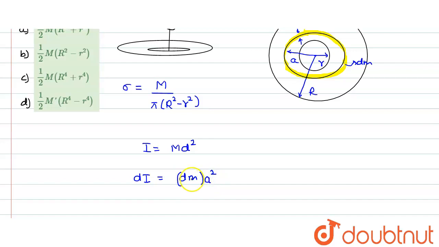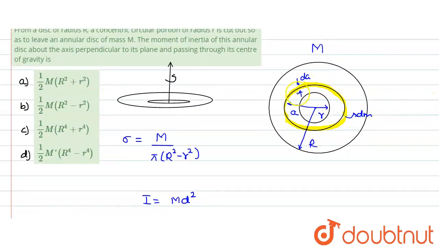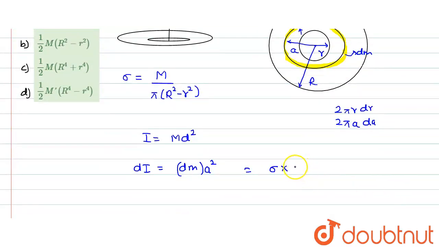Now what would be this mass dm? We know that mass per unit area is our sigma. So if we multiply sigma with the area of this strip, what would be the area of this strip? It would be 2 pi a, the circumference, multiplied by the thickness da. For a ring we know that this elemental area is 2 pi r into dr, but here the radius at this portion is a, so we take 2 pi a into da. If we multiply sigma with this elemental area 2 pi a da, we get our elemental mass dm, multiplied by a square.